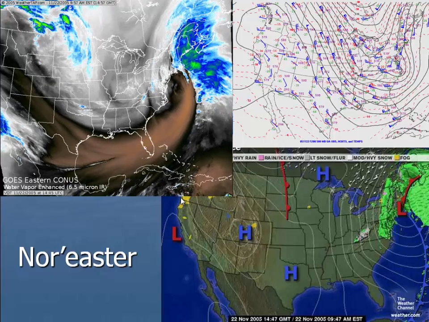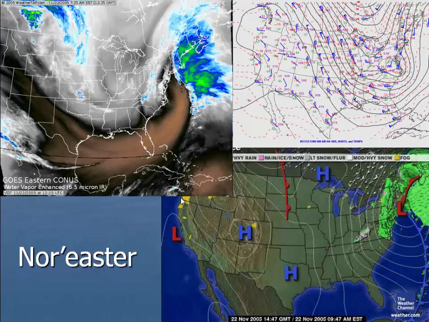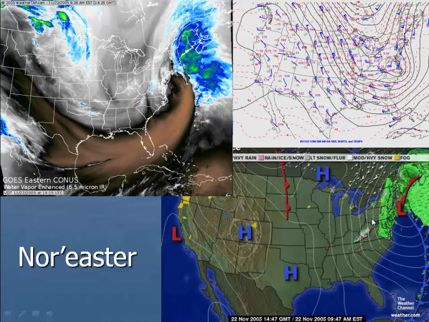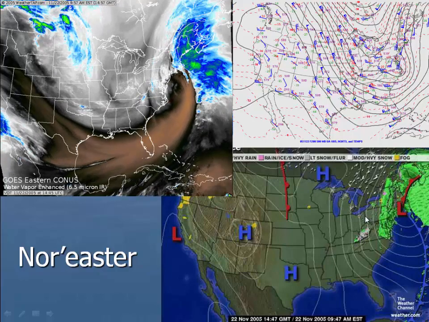If you put all of these 3 together in an application slide here, in the upper left I have an animation of water vapor imagery. I have a 500 millibar height map in the upper right, and I also have a surface map from the Weather Channel on the bottom right. I'd like to start with the surface map from the Weather Channel first.